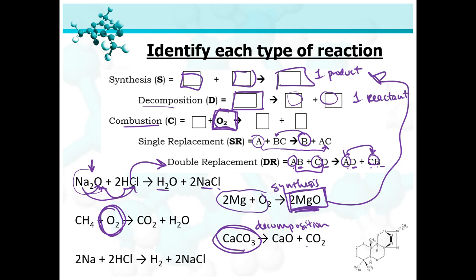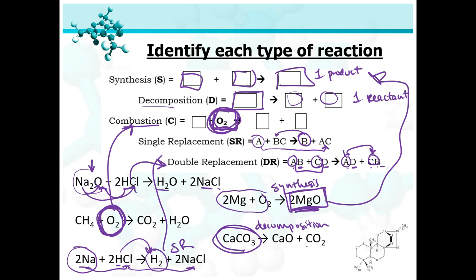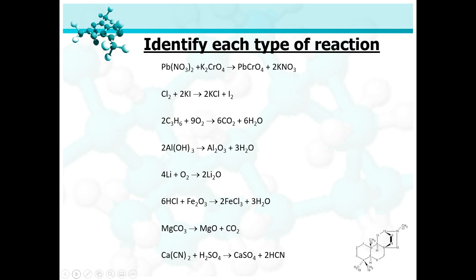Hey, look what I've got here. Oxygen gas in the reactants. That makes it combustion. And this guy, I've got single sodium, and now I've got single hydrogen. The hydrogen that used to be on the chlorine is now by itself. The sodium that used to be by itself is now on the chlorine. That's going to make this single replacement.